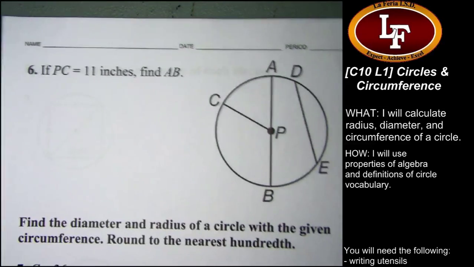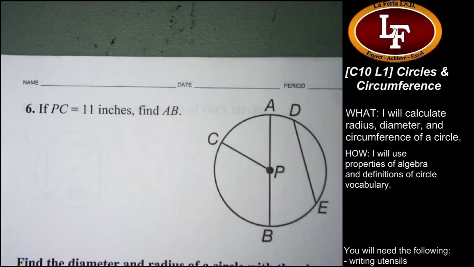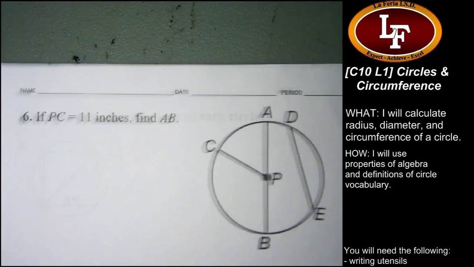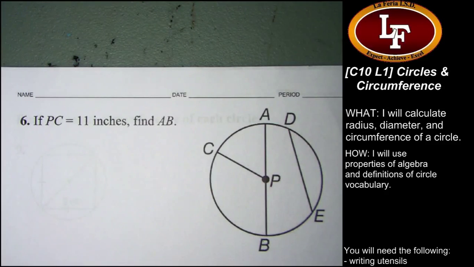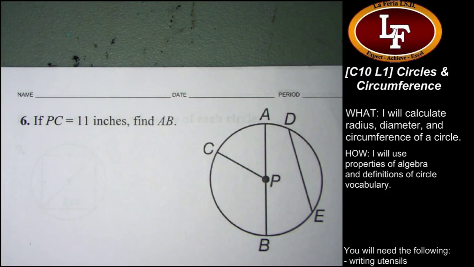All right, let's look at question number 6. There it is, and I very helpfully, very kindly reprinted the figure for you so that you have it. Here it says, if segment PC equals 11 inches, that means the distance between point P and point C is 11 inches. They want you then to find the measure of segment AB.